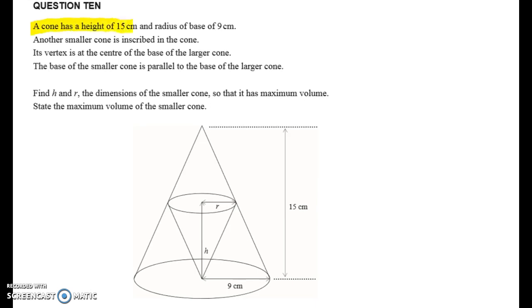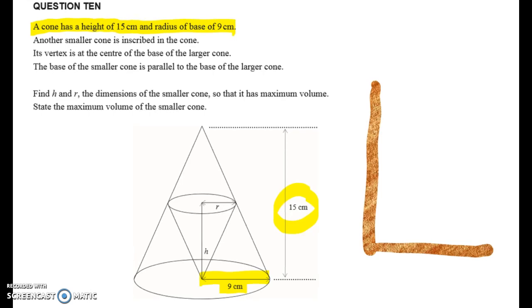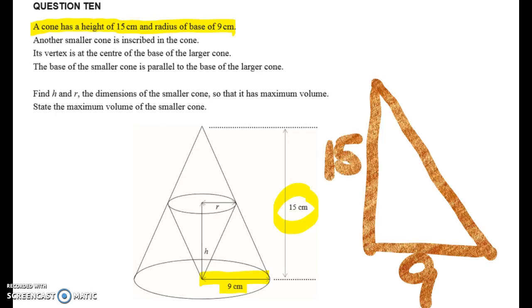The cone has a height of 15 centimetres, and the radius of the base is 9 centimetres. So we can think of that as our big cone, and then inside it we've got an upside down little cone. That's my big cone there. And this is 9, and this is 15.